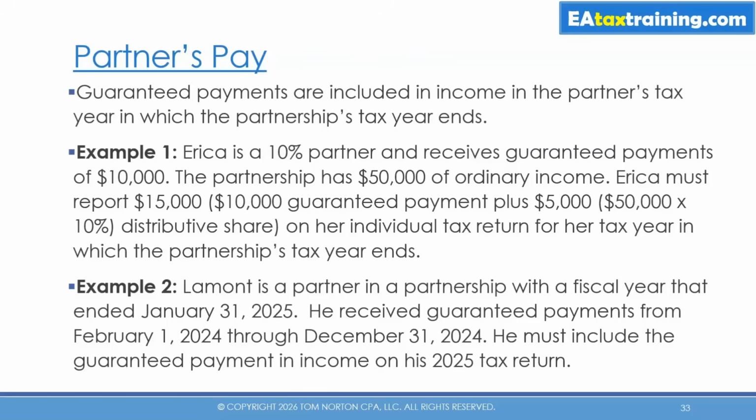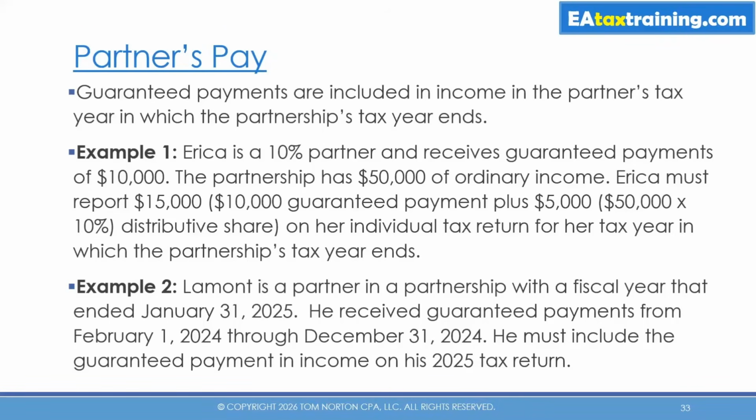Lamont is a partner in a partnership with a fiscal year that ended January 31st of 2025. So this partnership's fiscal year was from February 1st of 2024 through January 31st of 2025. So he received guaranteed payments from February 1st of 2024 through December 31st of 2024. So he includes those guaranteed payments in his income on his 2025 tax return.